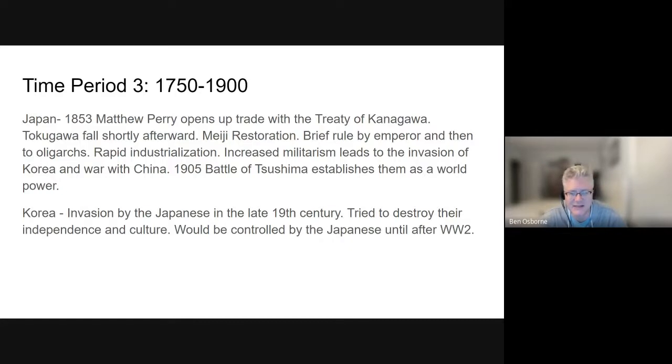That is seen as a big matter because they are not Europeans. Korea is going to suffer at the hands of the Japanese with this invasion in the late 19th century. I think it's like 1895 or something.